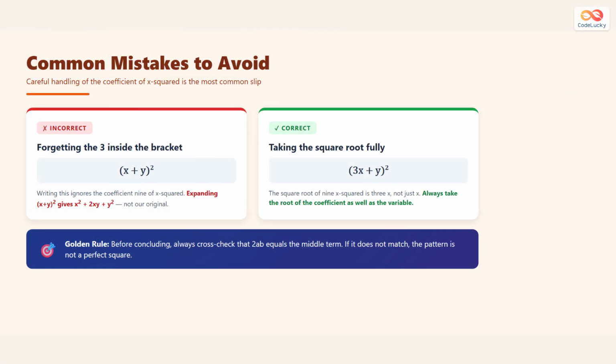A very common mistake beginners make is forgetting the coefficient 3 when taking the square root of 9x squared. Writing the answer as simply x plus y whole squared would be wrong because that only expands to x squared plus 2xy plus y squared. Always take the full square root, including the numerical coefficient, and remember the golden rule. Before concluding, always verify that 2ab equals the middle term.